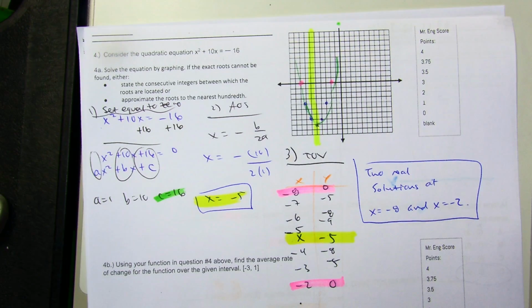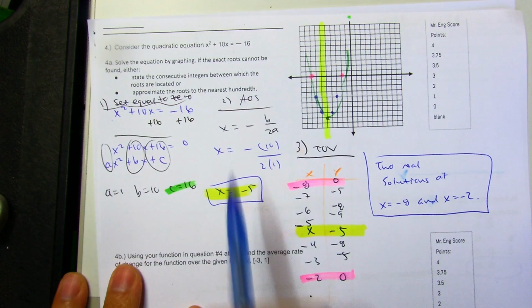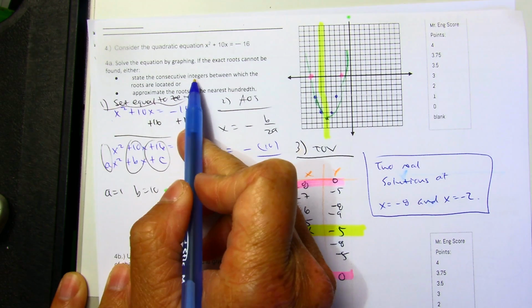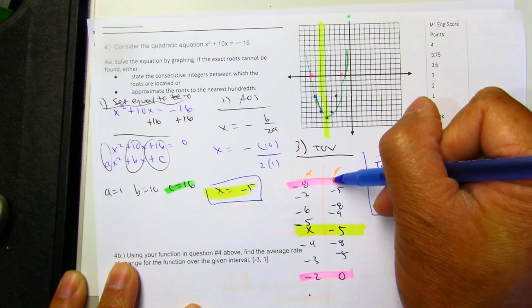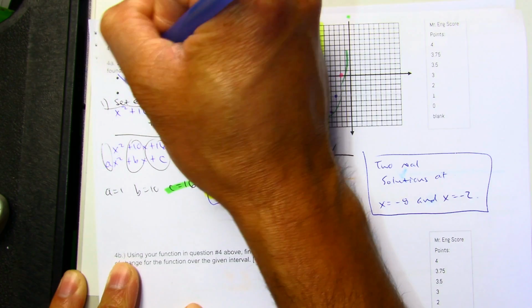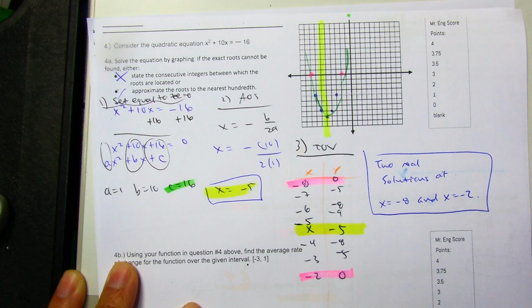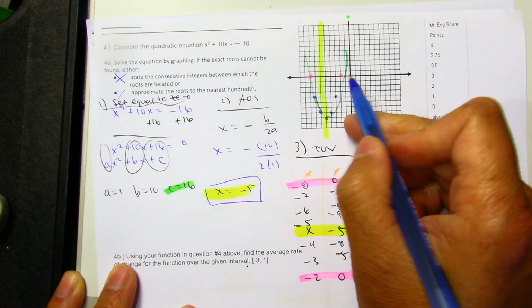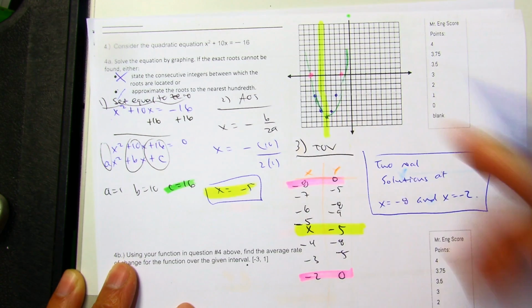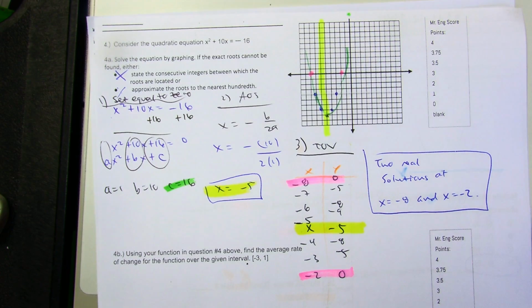Again, I didn't need the consecutive integers because that would have been like if this was a +2, so I don't need that one. Approximate if you wanted to actually use your Chromebook to find that on Desmos. But we did it by hand and with what we had.